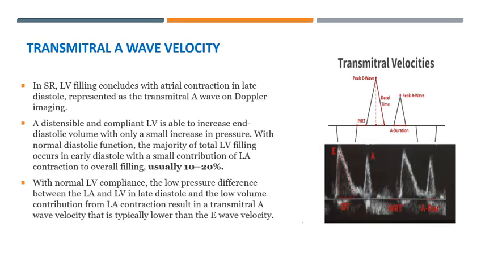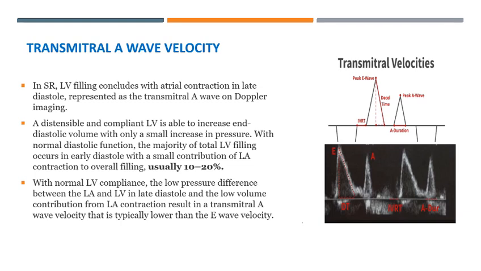Transmitral A wave velocity. In sinus rhythm, left ventricular filling concludes with atrial contraction in late diastole, represented as the transmitral A wave on Doppler imaging. A distensible and compliant left ventricle is able to increase end-diastolic volume with only a small increase in pressure. With normal diastolic function, the majority of total left ventricular filling occurs in early diastole with a small contribution of left atrial contraction to overall filling, usually 10 to 20%.